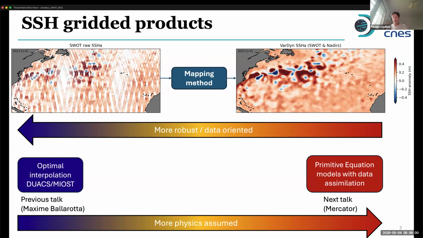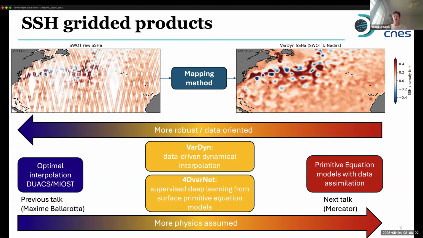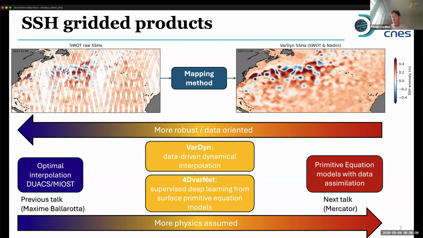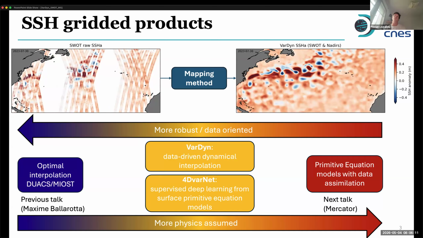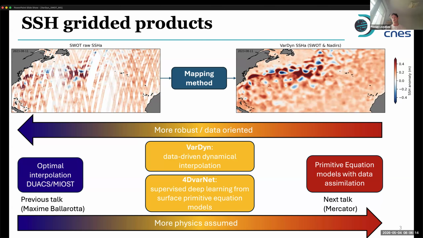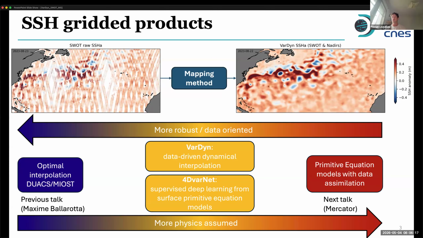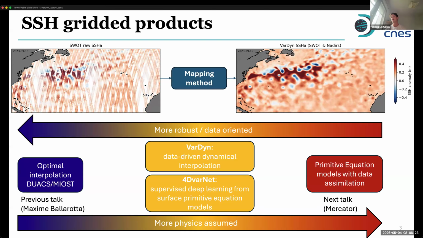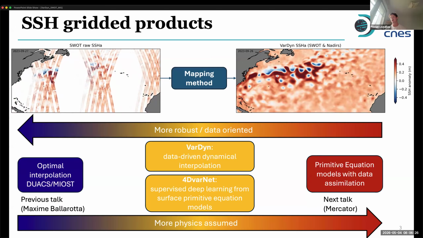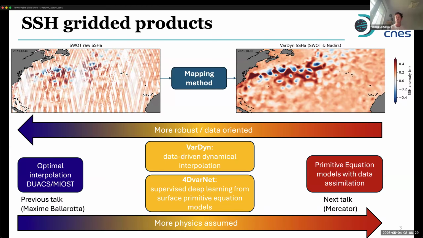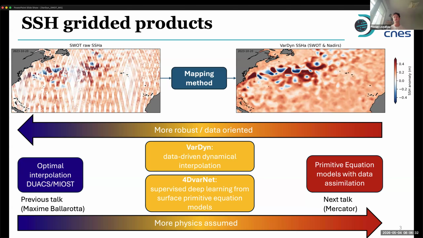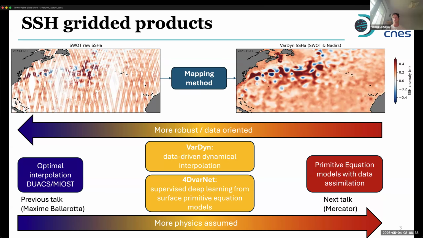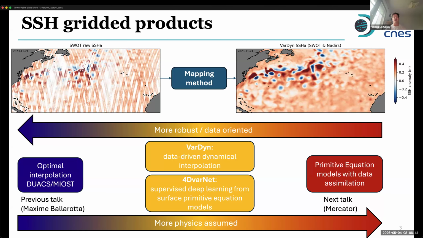So we have then some hybrid methods. These are, for instance, VarDyn, which is a data-driven dynamical interpolation, and we have also another method, the 4DVarNet, which is an AI deep learning based method. So it basically learned on high resolution and complex simulation as for the Mercator system, but instead of doing conventional data assimilation, it tries to focus on the surface by learning the surface from the data and from the simulation. So that's why it's a hybrid method.